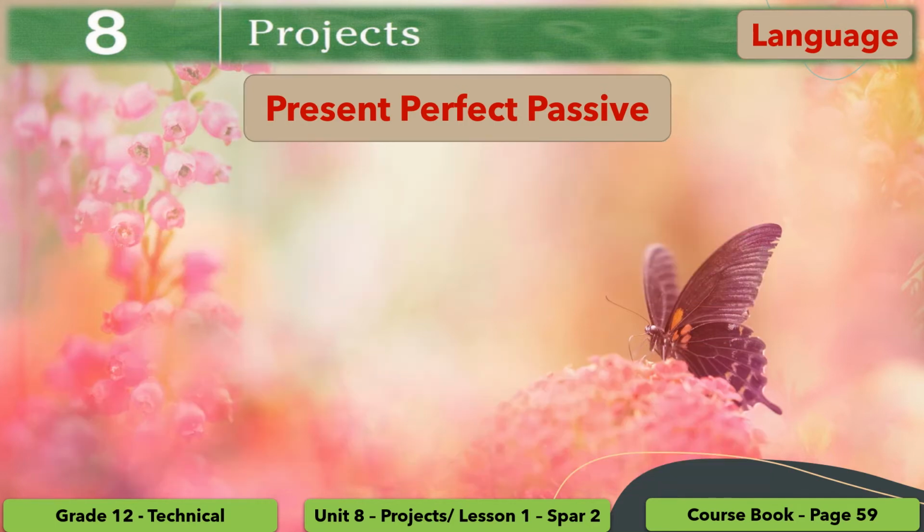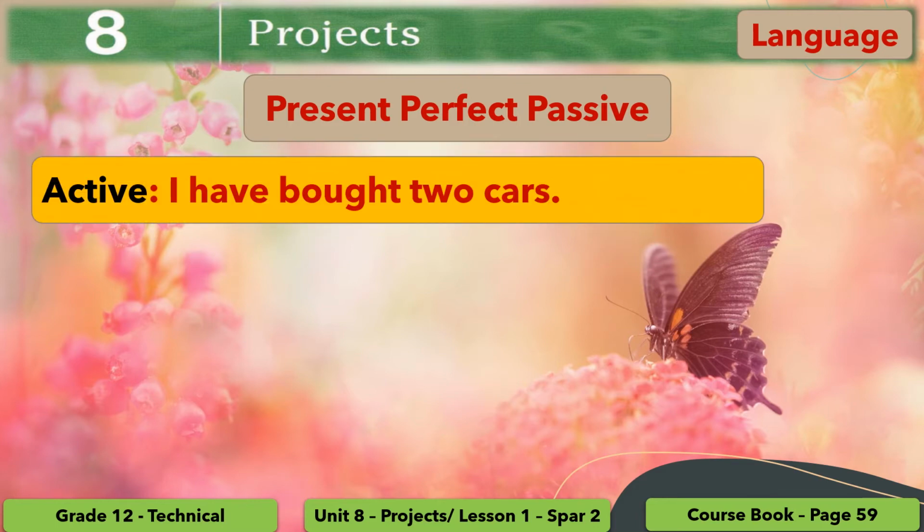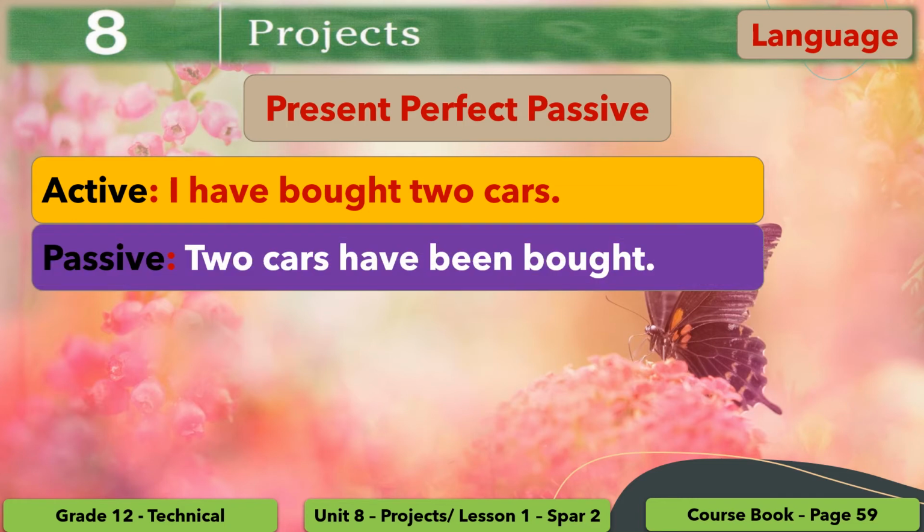Let's have a look at the following examples, and you have to try to change them into the passive. The sentence says, I have bought 2 cars. If we want to change it into the passive, we have to start with the object, which is 2 cars. So we say 2 cars, plural, so we use have, then we add been, so the sentence is 2 cars have been bought.